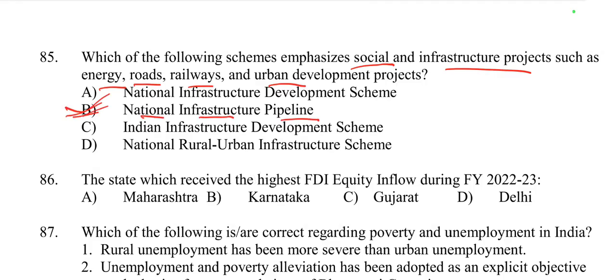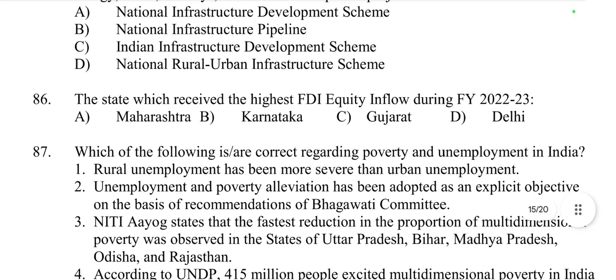Option number B. Because this is a government initiative that focuses on large scale infrastructure projects across various sectors such as energy, road, railways, urban development. It aims to enhance India's infrastructure and drive economic growth through investment in key areas. So it is called the National Infrastructure Pipeline. Option number B. Then come to question number 86.